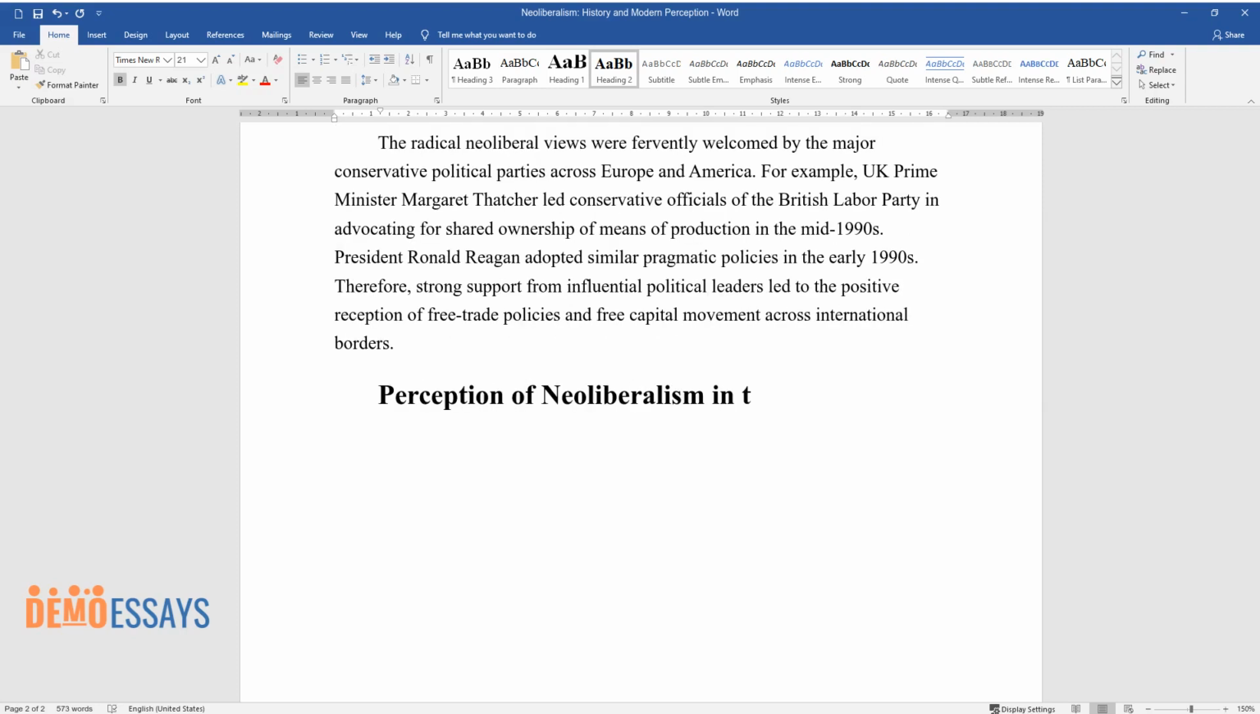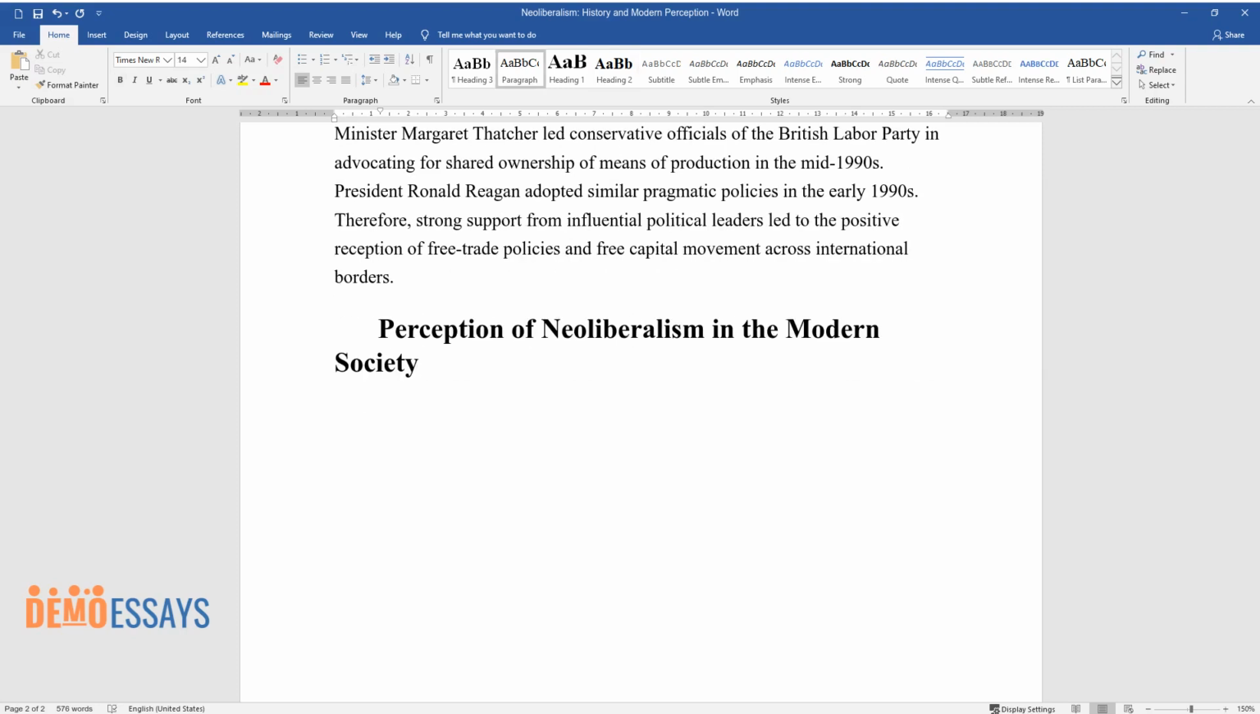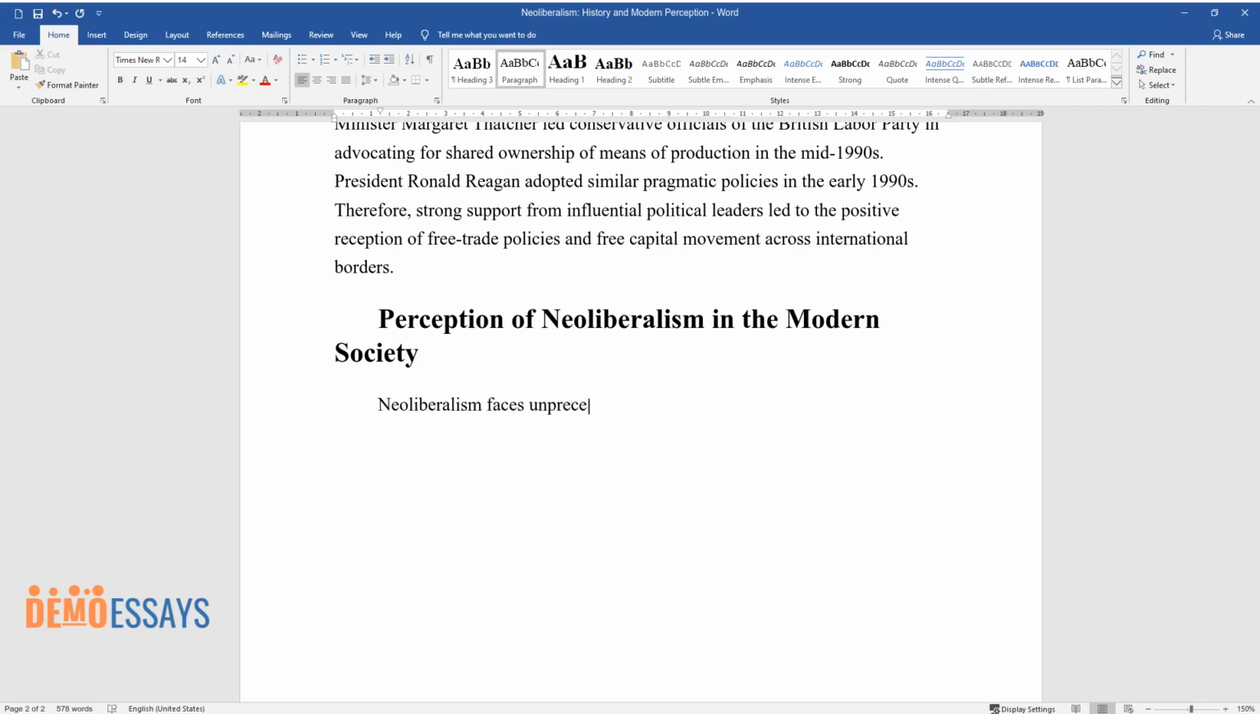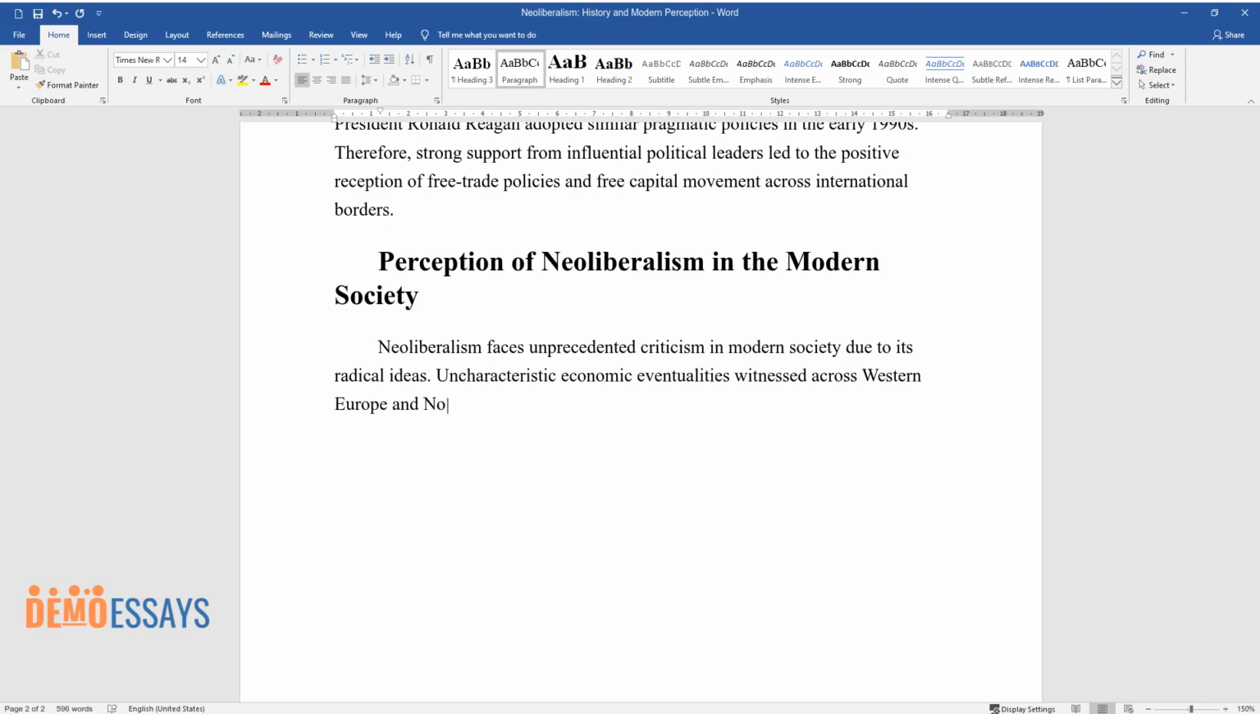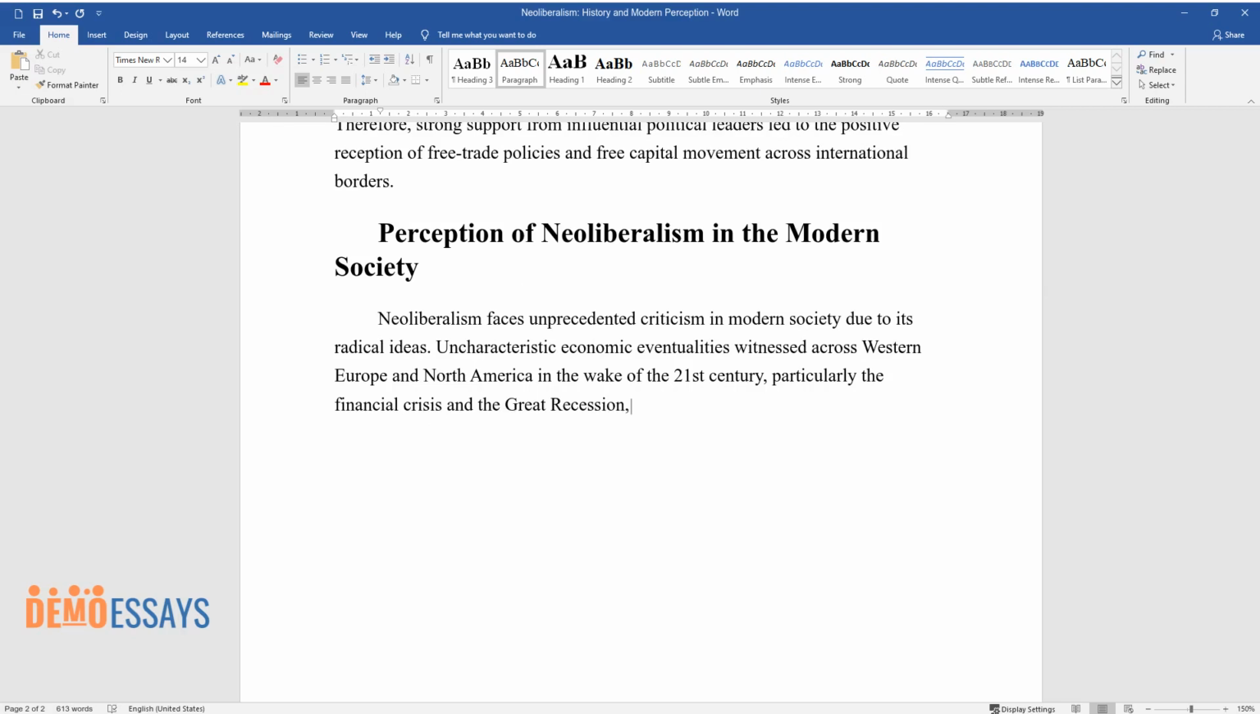Perception of neoliberalism in the modern society. Neoliberalism faces unprecedented criticism in modern society due to its radical ideas. Uncharacteristic economic eventualities witnessed across Western Europe and North America in the wake of the 21st century, particularly the financial crisis and the Great Recession, prompted this theory's rejection.